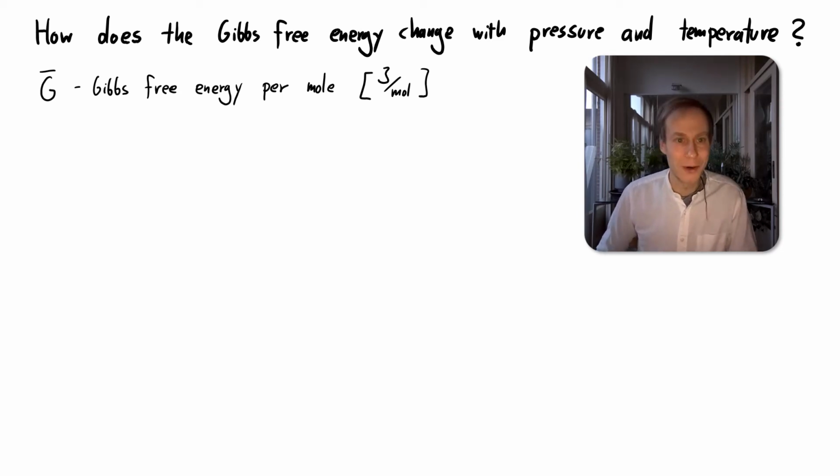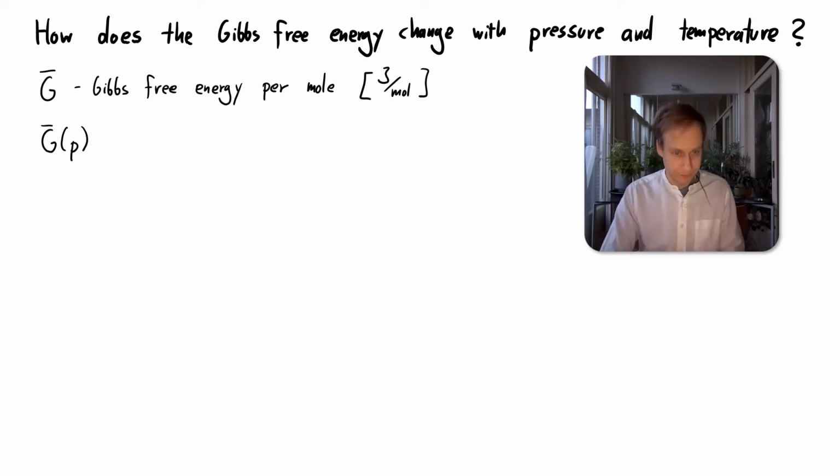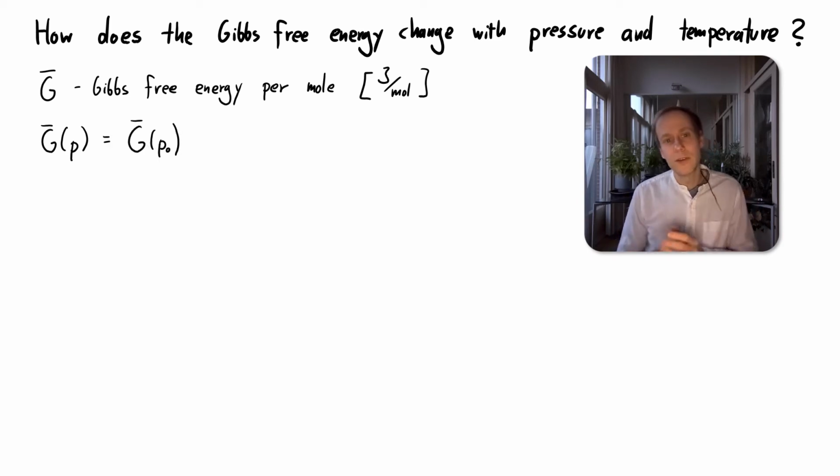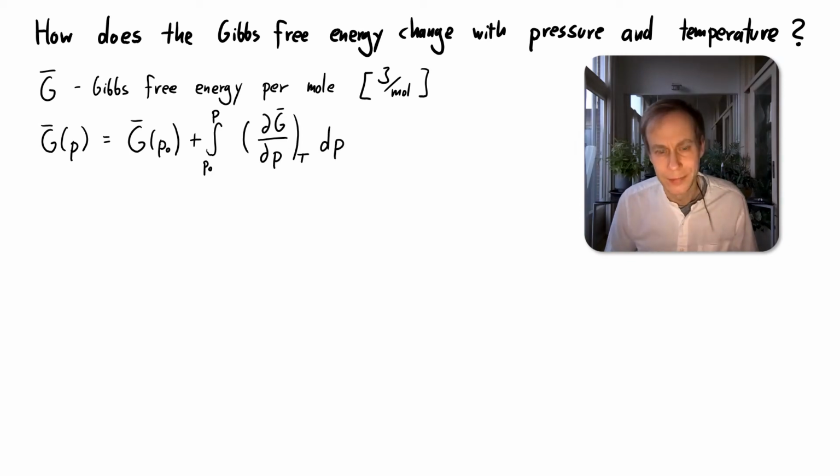Okay, back to our question. How does the Gibbs free energy depend on the pressure? Now I express this here as G of P, just like a function y of x. And in order to find out that pressure dependence, what we need to know first is the value of the Gibbs free energy at a specific reference pressure, P naught. With that knowledge, we can then add a so-called extrapolation, which is given by this integral. It may look a little scary at first, but actually it's quite simple.